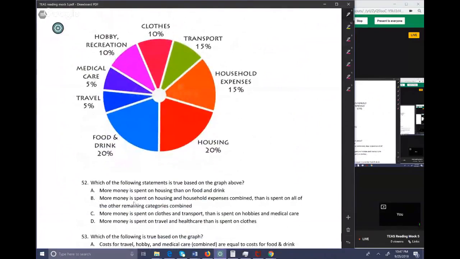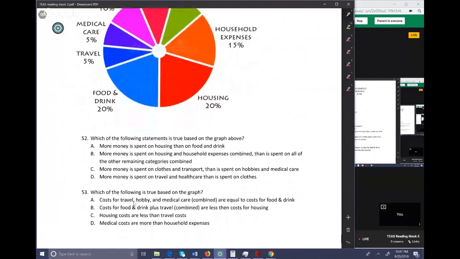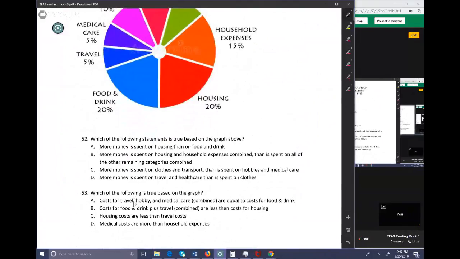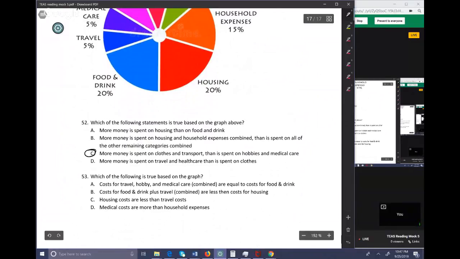And last one, you're always going to get a pie chart with percentages like this. It's always going to ask you either 1 or 2 questions that asks you what's true or what's not true about something. Your answers on this are going to be C for 52 and A for 53. So on 52, more money is spent on housing than on food and drink. Those are the same. Those 2 numbers have the same percentage. More money is spent on housing. Housing is 20%, and then household expenses is 15.